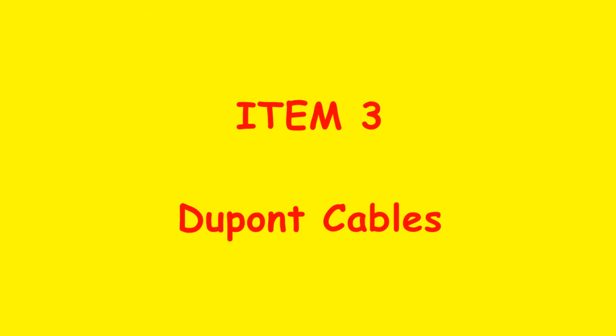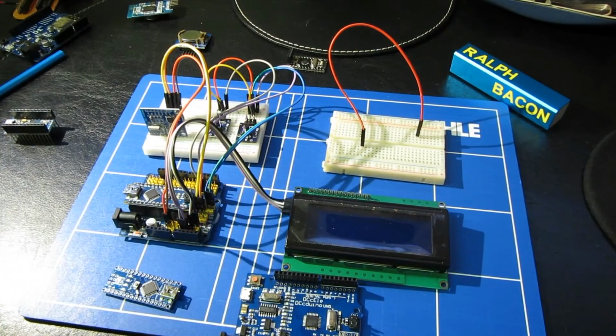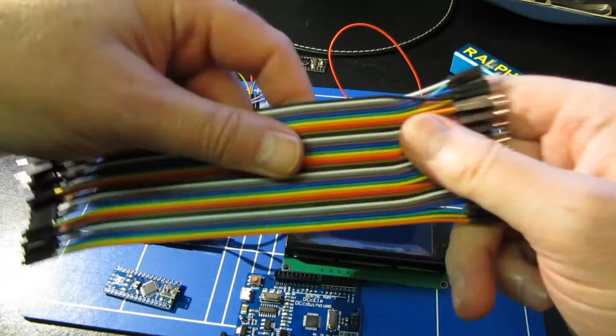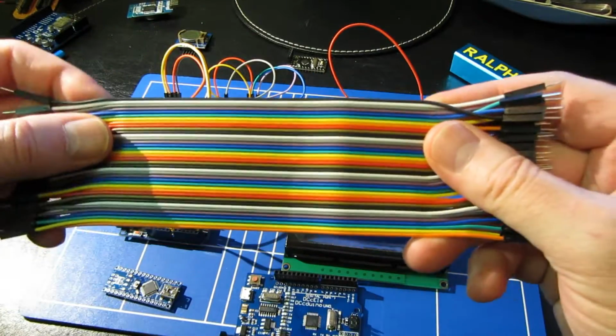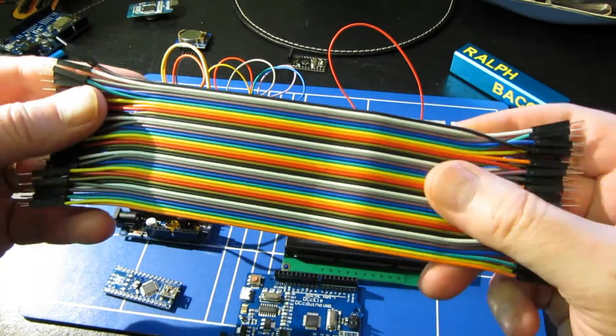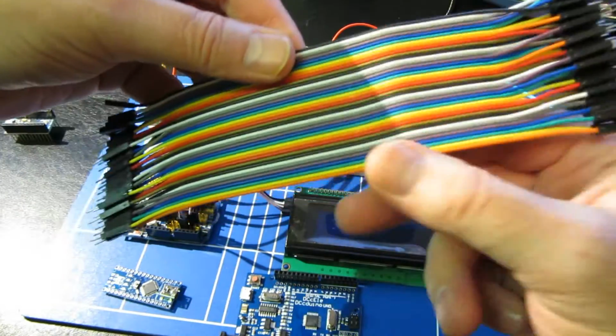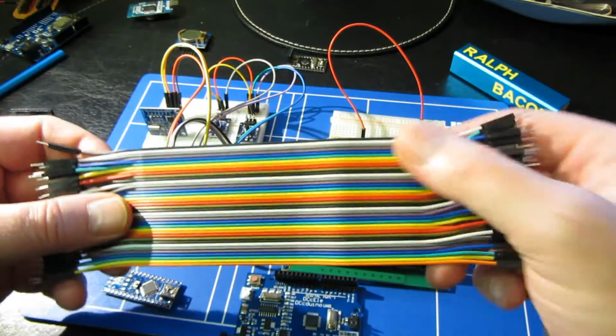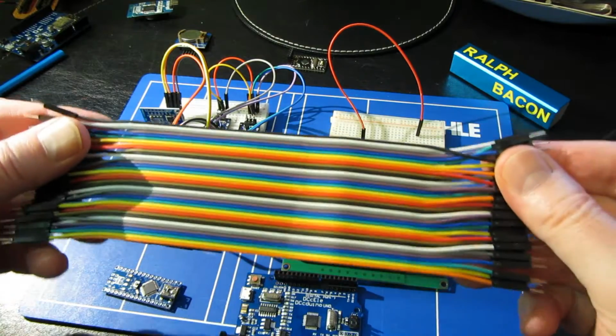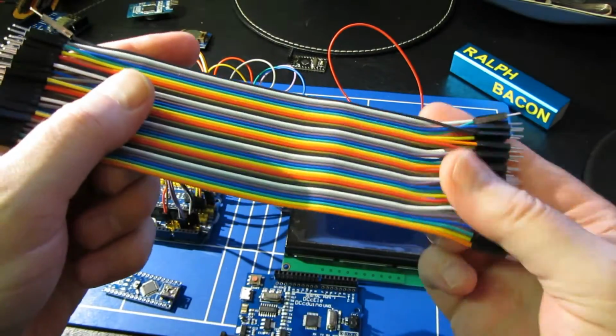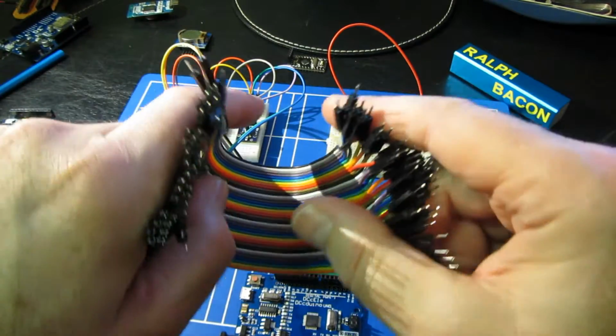Now, the next thing you're going to need are cables. Here's a set of cables. These are known as DuPont cables. I don't know why, probably manufactured by that name or invented by them. Now, these are multicoloured cables. They're 20 centimetres in length. And the only thing you have to watch out for is what the ends are like.